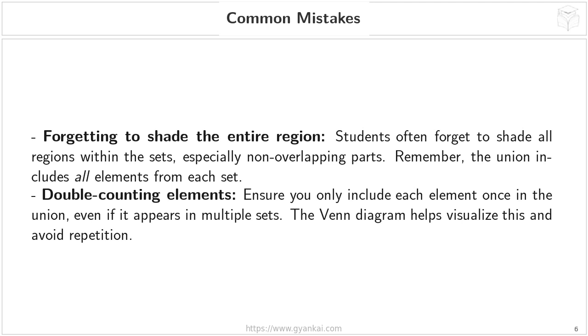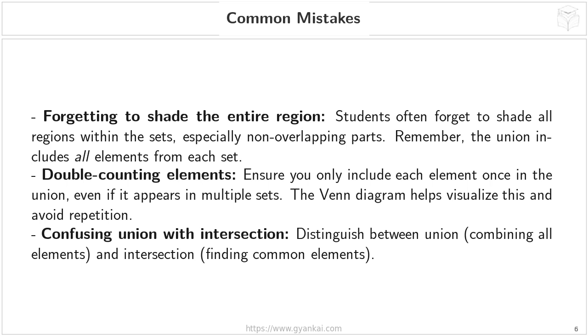Next, we have double counting elements. This is a really common error. Remember, the union is about listing unique elements. If an element appears in both set A and set B, you only include it once in the union. The Venn diagram is actually really helpful here, because when you place the elements in the diagram, the element will only appear in one location, either in A only, B only, or in the intersection. This visually prevents you from listing it twice when you write out the elements of the union.